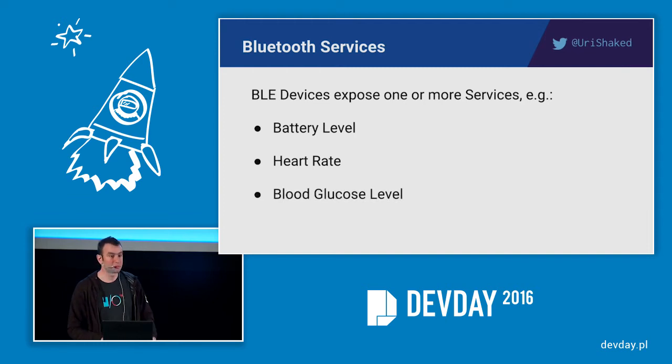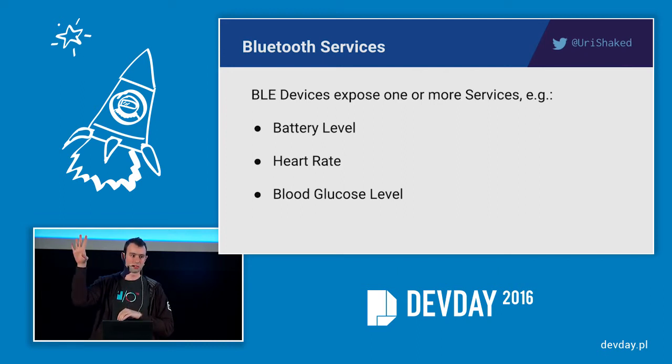Another example would be blood glucose level. Maybe I've got some equipment that can do blood tests and give me my blood glucose level, and it will probably expose a service for that. So one service per one function of the device. And some of the services are standardized, like these three. So this is the first thing that you need to know to use Bluetooth, what services are. Each service has a unique number. The standard services have predefined numbers.